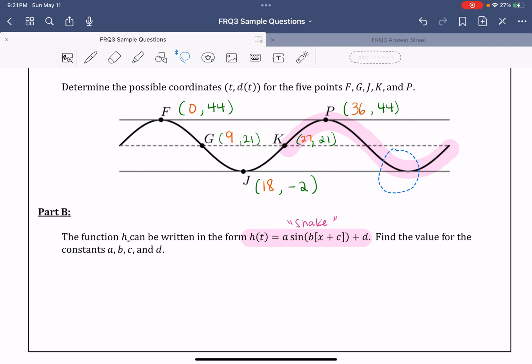Another way to look at this, so I'm actually going to delete that highlight real quick, is what if you thought of it as being upside down? Because you could even do that. So there's going to be multiple answers. I'm just going to go with my first instinct. I wanted to start from the beginning, so I'm going to do that. So A, B, C, and D.